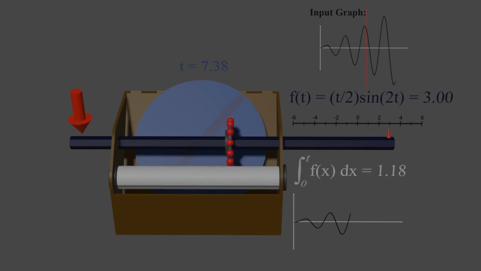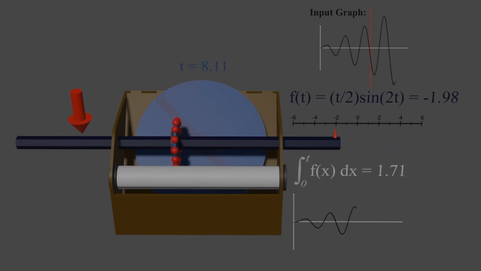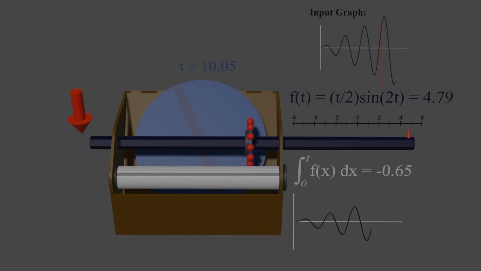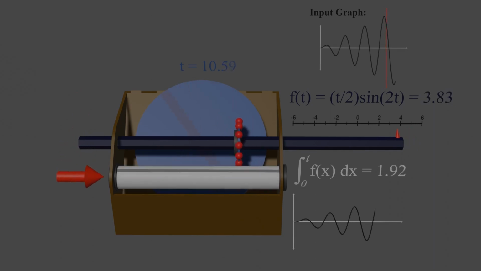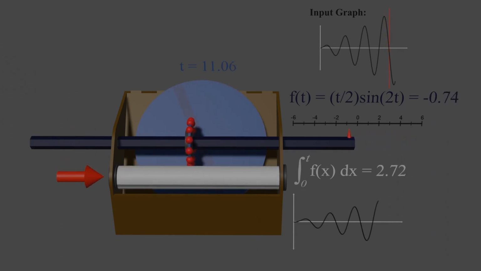The rod moves the central wheel. It acts as the machine's input. The rod is constantly moved to match the value of the input graph at that time. Finally, the cylinder is the output. The net rotation of the cylinder at any given time is the integral from 0 to t of the input graph.